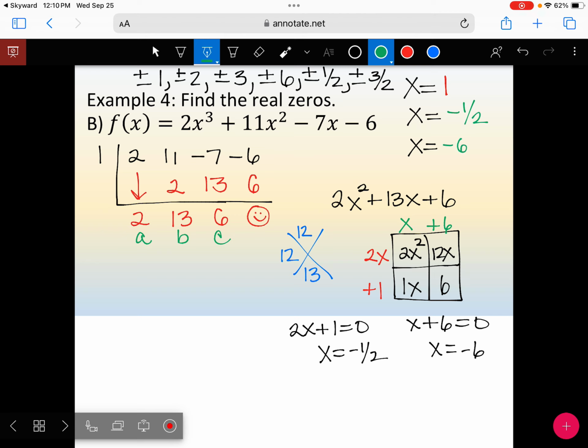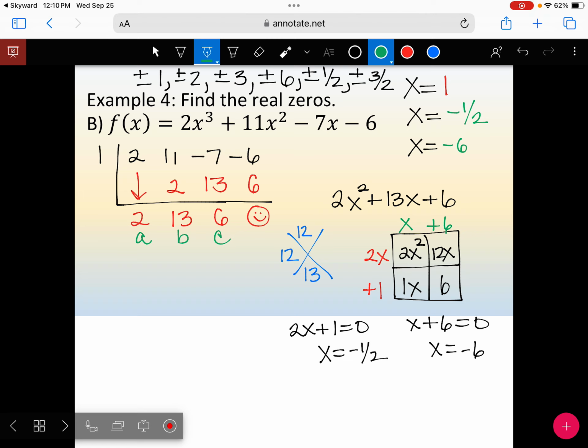All right, we're going to do one more and then we'll be finished for today. Will those answers always include the ones at the top? Yes. For now, because these are all real zeros. Now, when we get to 4.7, then we'll have some imaginary.